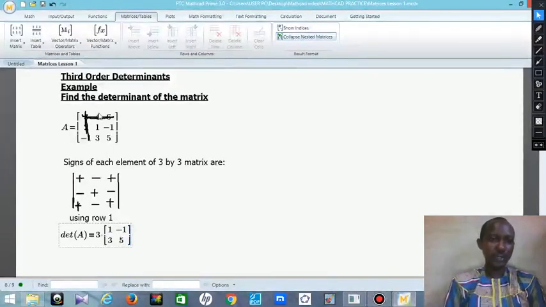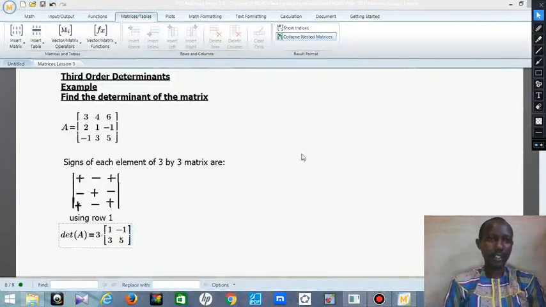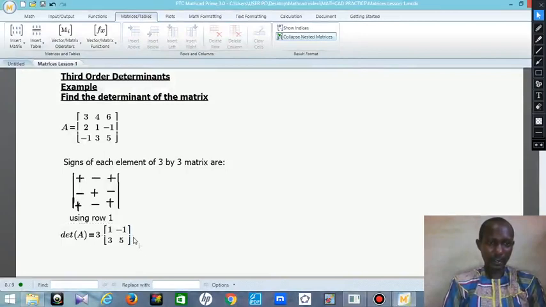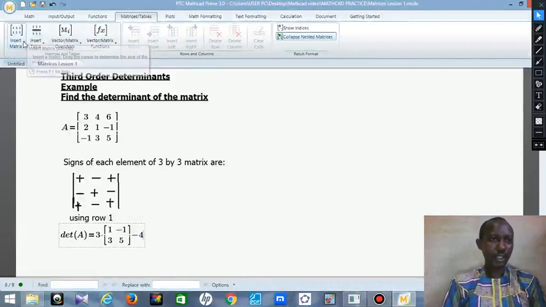Then you continue. Let me remove the lines I have there. The next number here is 4. And what is the sign attached to 4 in this first row? The sign is minus, so you put your minus. Sorry, let me adjust it. So you have your minus 4. Put your matrix again.